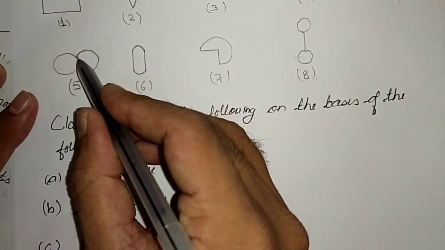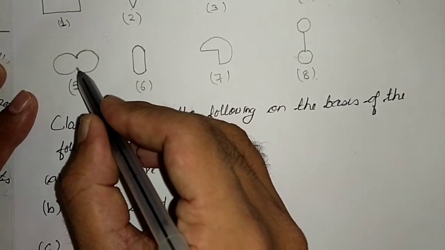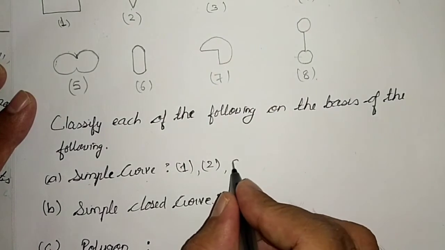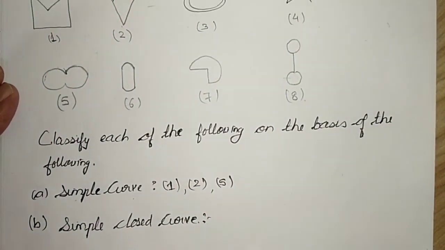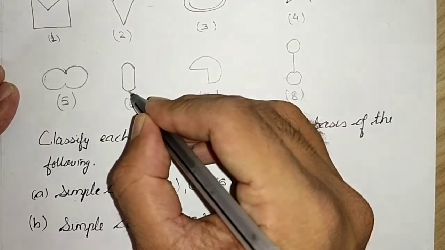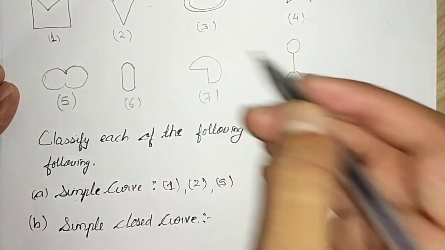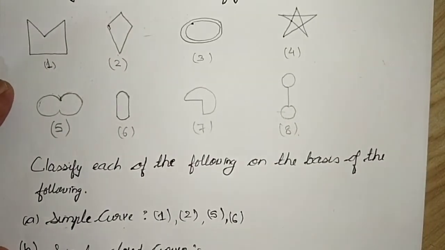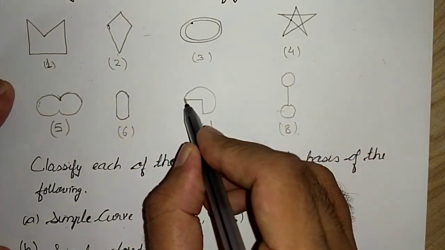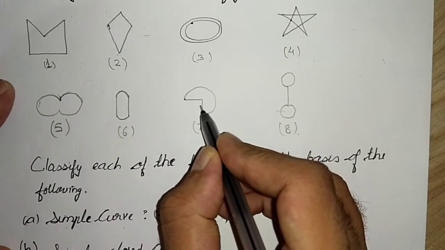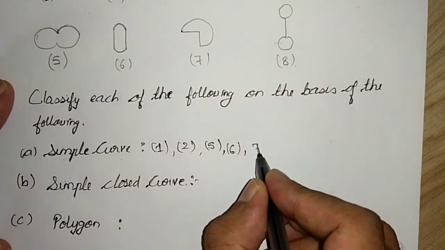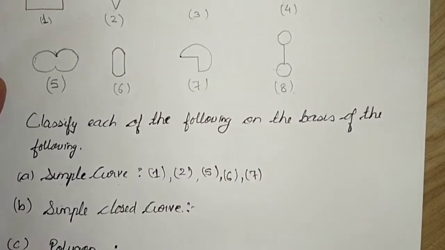If I am starting from here, going like this, my end points are meeting, but it is not crossing over. So I can write it is a simple curve. Same way for this figure, starting from here, ending in one point only. So it is not crossing over. So it is a simple curve. Now the seventh figure, starting from here, I am ending here. I am not crossing over or cutting it. So figure number 7 is also a simple curve.